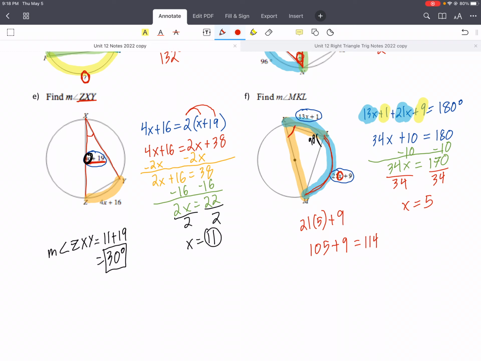But that's the measure of the arc. We need to find the measure of the angle. But remember, the arc is 2 times the angle, so we can just take our arc and divide it by 2, which gives us 57 degrees. And voila! Now we found it.